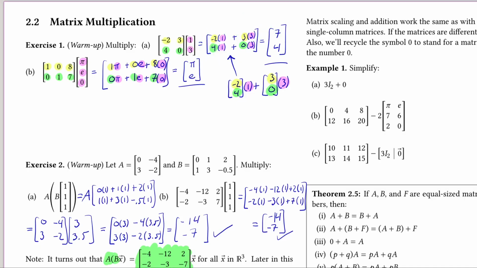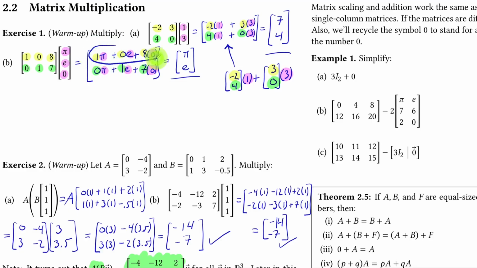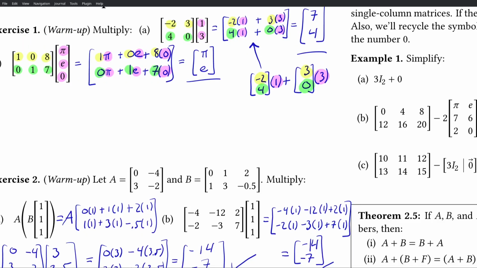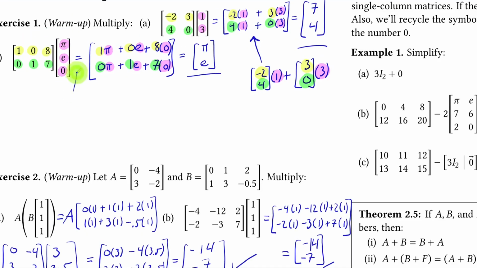Likewise, here, this first entry that comes out to be pi, you can see that that is the dot product of the vector on the right with the first row of the matrix on the left, which is the same thing you would get if you did it the regular way.